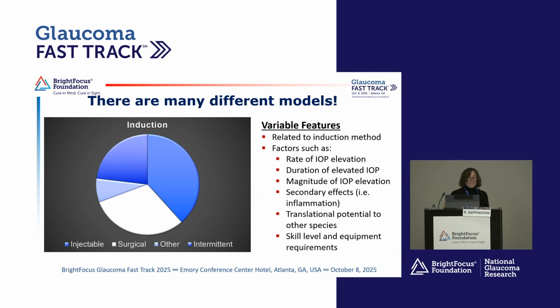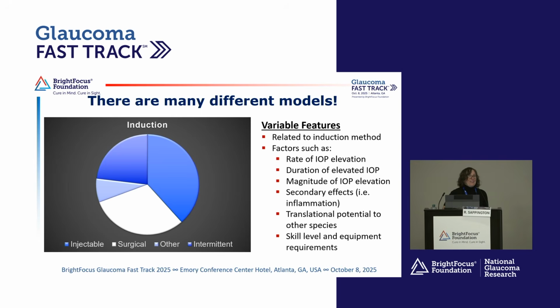So there are many different models, despite the fact that we have these kind of 2 to 3 rather straightforward criteria for what constitutes an ocular hypertension model for the study of posterior segment disease. And I've decided, for the purpose of this talk, to split them up based on induction method. And so we're going to talk about 4 categories: injectables, surgical approaches, intermittent elevation approaches, and then something I'm calling other.